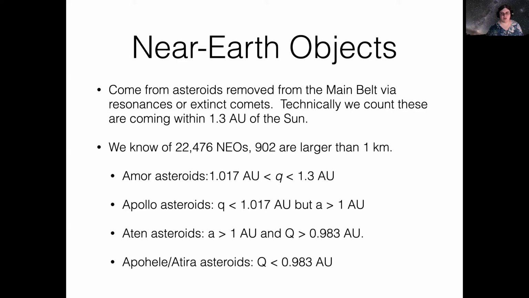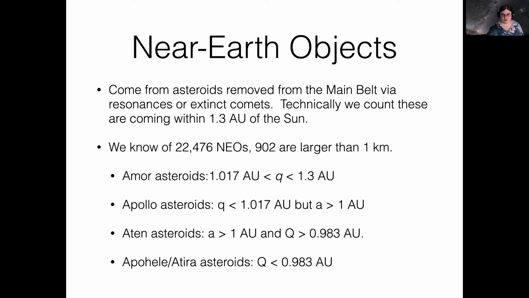orbits. So we look at the pericenter distance, the apocenter distance, and the semi-major axis. So Amor asteroids never cross Earth's orbit. They are near-Earth objects, but they always stay outside of Earth's orbit. And they're named after the first asteroid discovered in this group.